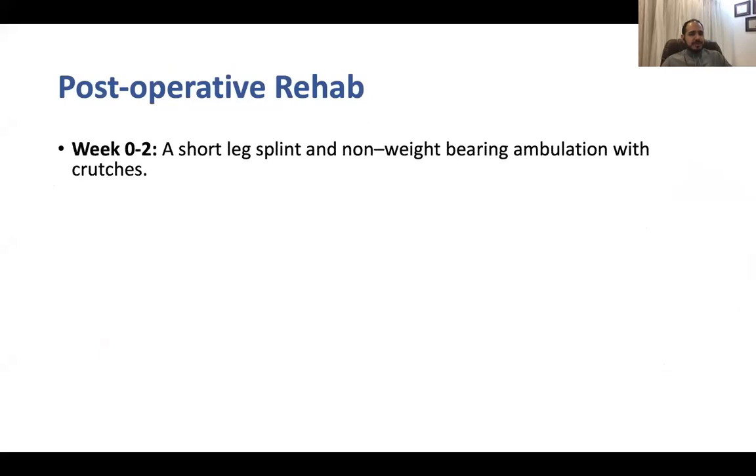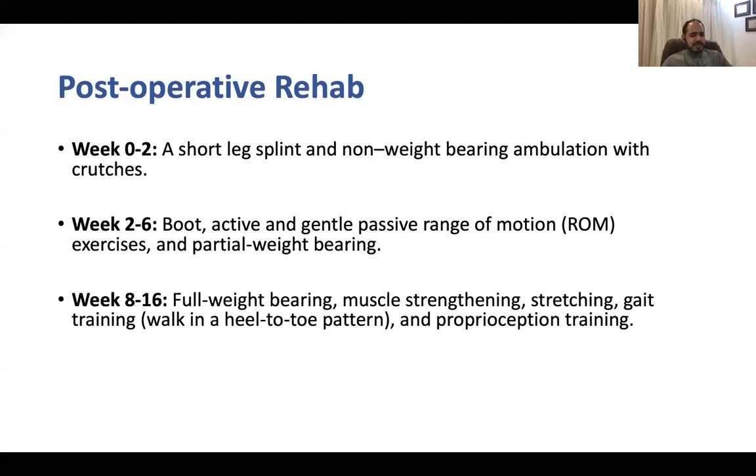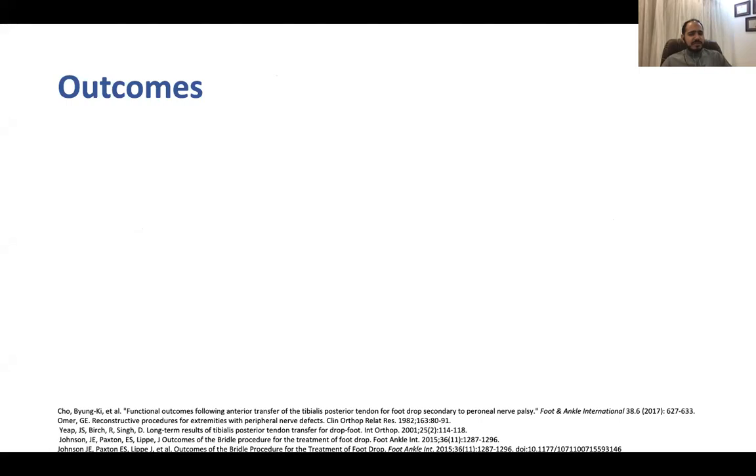In typical postoperative rehab, for the first 2 weeks after tendon transfer the patient is usually in a short leg splint and non-weight bearing. This is progressed to a boot, starting active and gentle passive range of motion and a gradual weight bearing program, progressing further to strengthening, full range of motion, and proprioception training. Night splints are used for at least 3 months to prevent recurrence of any equinus deformity.